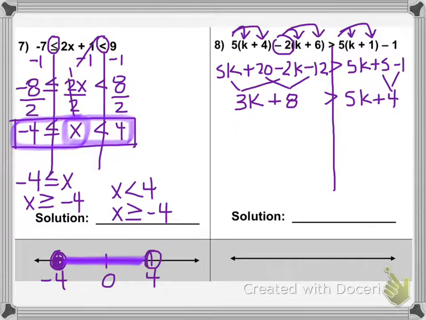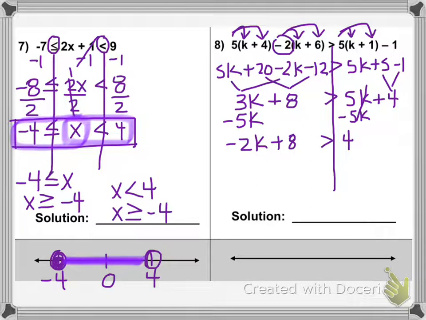Now we want to get our variables on the left side. So we're going to subtract 5k from both sides because I want to move the 5k from the right to the left. 5k minus 5k is 0. 3k minus 5k is negative 2k plus 8 greater than 4.